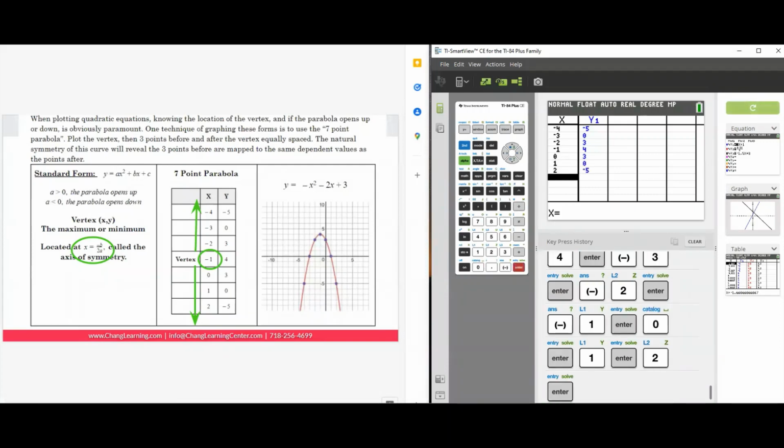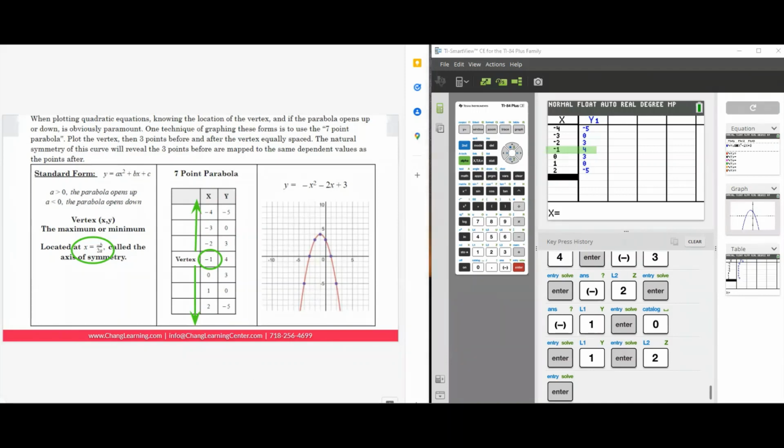And what we can see here is that the symmetry of the parabola makes the 3 points that are before the vertex have the same y values as the 3 points after: negative 5, 0, 3, and then 3, 0, negative 5, which gives us this local graph here. So this is known as the 7-point parabola.